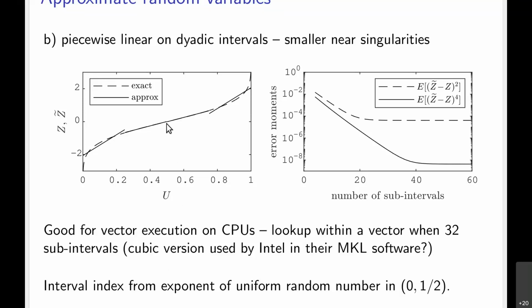It looks quite complicated using these dyadic intervals, but actually you can get the interval index from the exponent of the uniform random number in the 0-half range. And so it turns out you can implement this really efficiently.